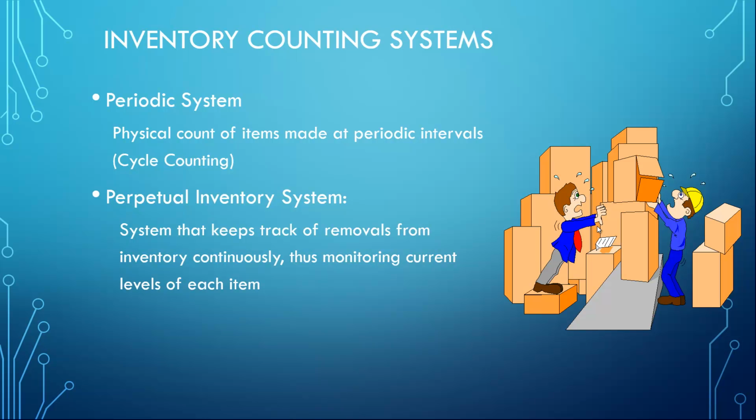Accuracy can be achieved through inventory counting systems, such as a periodic system, which is the physical count of items made at periodic intervals, what we call cycle counting. Or the use of a perpetual inventory system, a system that keeps track of removals from inventory continuously, thus monitoring current levels of each item.